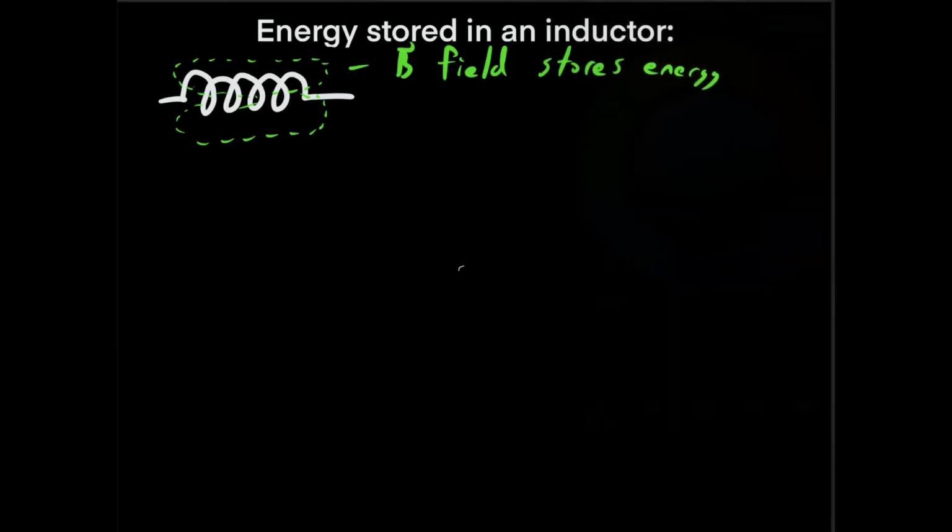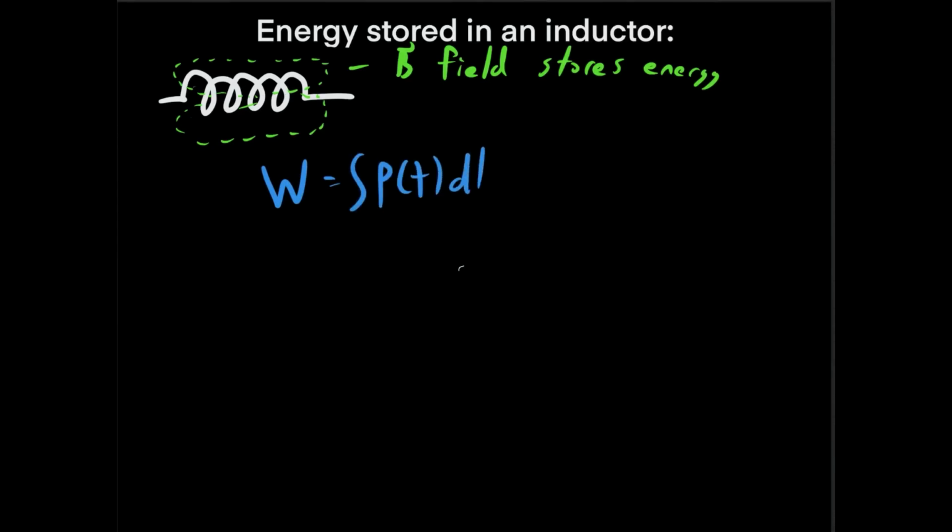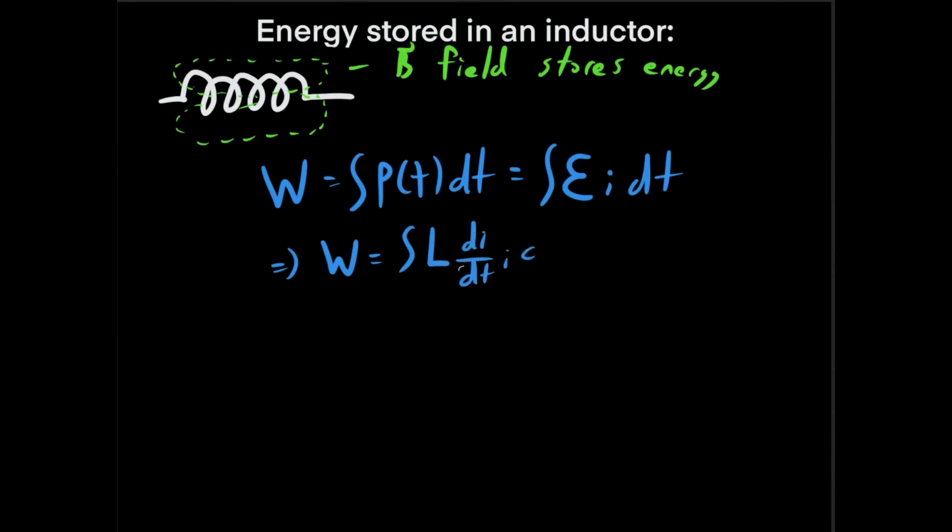And we can find that energy using work. It takes work to give that energy, and work is going to be equal to the integral of power dt, because power is the rate at which work is being done. In a circuit, power is voltage, so EMF, times current. And when you have an inductor, the EMF in an inductor is L di dt. And we have the dt's cancel. So the work here is going to be equal to the integral of L i di.